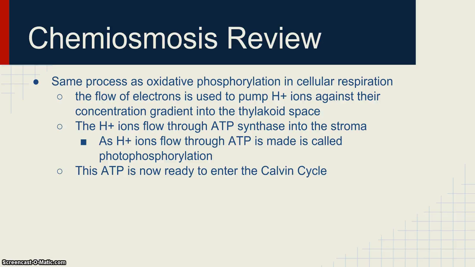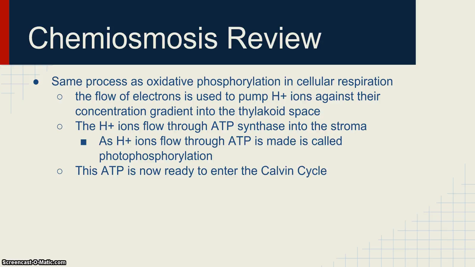The flow of electrons is used to pump hydrogen ions against their concentration gradient into the thylakoid space. And the hydrogen ions flow through the ATP synthase into the stroma. Now remember, we needed that energy in cellular respiration to turn the ATP synthase to make the ATP. We're going to do the same thing here.